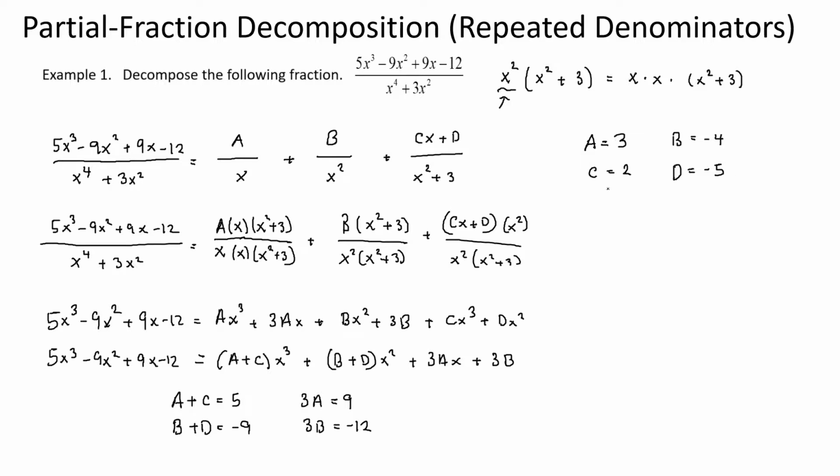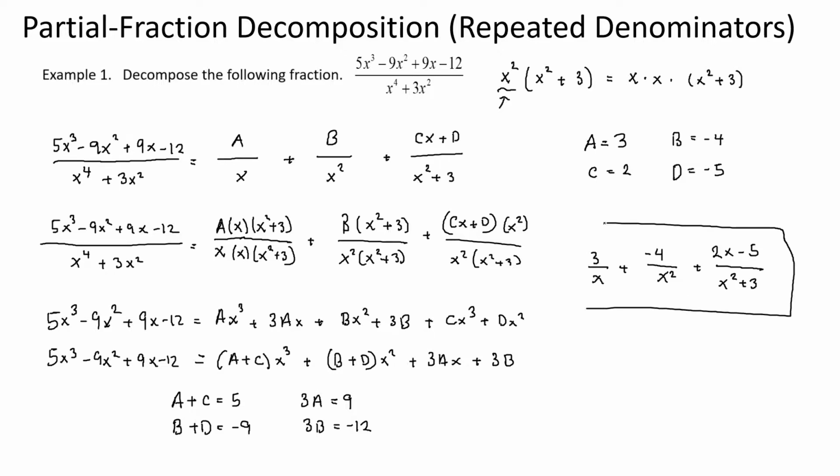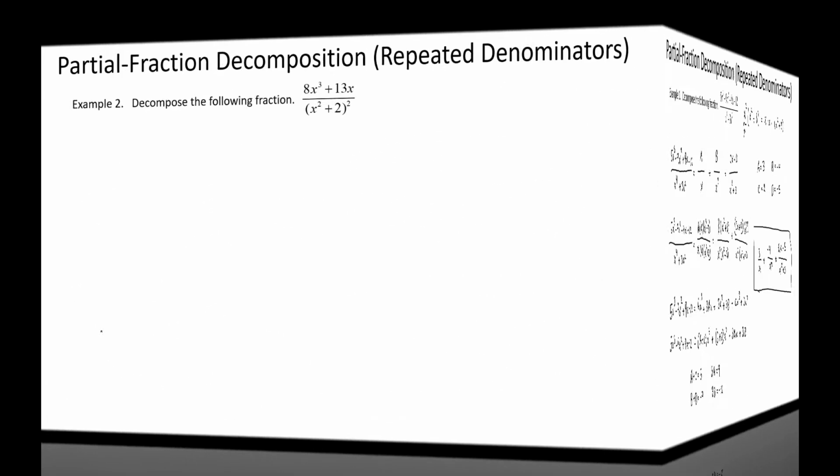Now, all we have to do is go back and put your values in, and you will have your answer. So 3 over x plus negative 4 over x squared plus 2x minus 5 over x squared plus 3 is your answer. Now, second example.